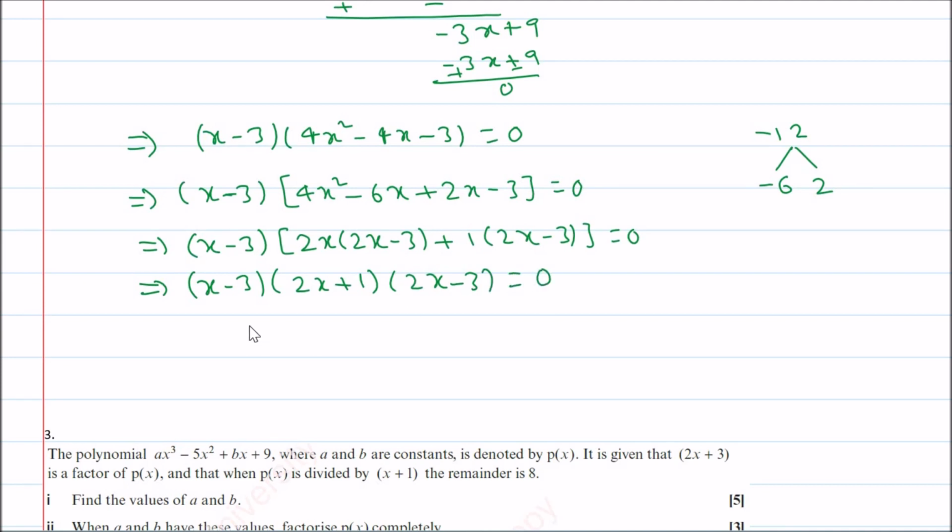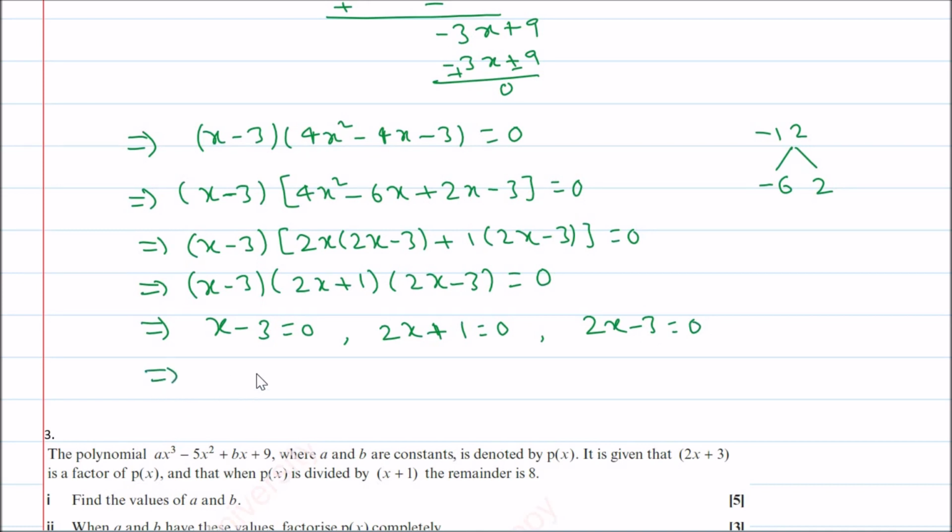Now we have three linear factors. So what you need to do? We need to write them separately equal to 0. x minus 3 equal to 0. 2x plus 1 equal to 0. 2x minus 3 equal to 0.